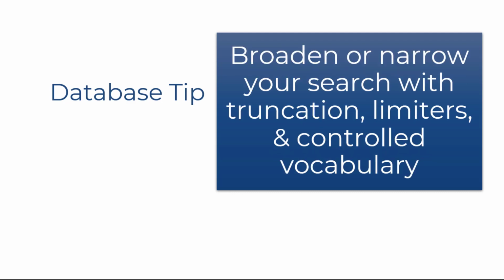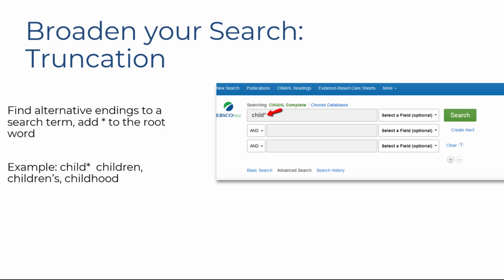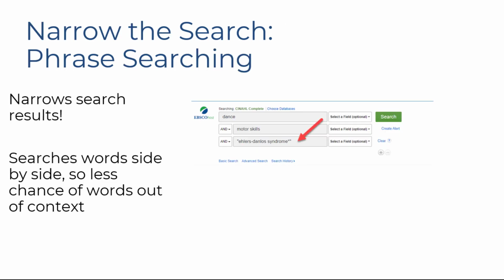Next, broaden or narrow your search with truncation, limiters, and controlled vocabulary. To broaden your search, use truncation. This can help you find alternative endings to a search word. Adding a star to the root word will look up different variations, such as children, children's, and childhood if you were to put child with a star next to it.